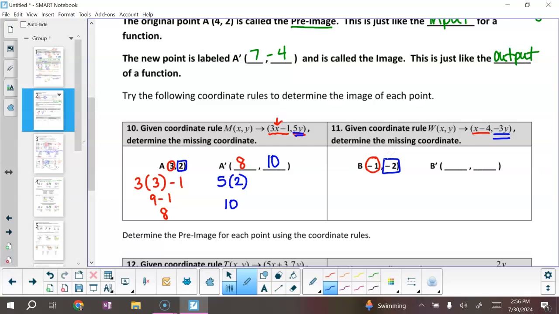All right, so for this first rule, you should have done negative 1 minus 4, and that's going to be negative 5, so that's our new x. And then for the second one, we've got negative 3 times y, so negative 3, and in for y, we're going to put that negative 2, so that's positive 6. So negative 5, 6 should be our new point there.